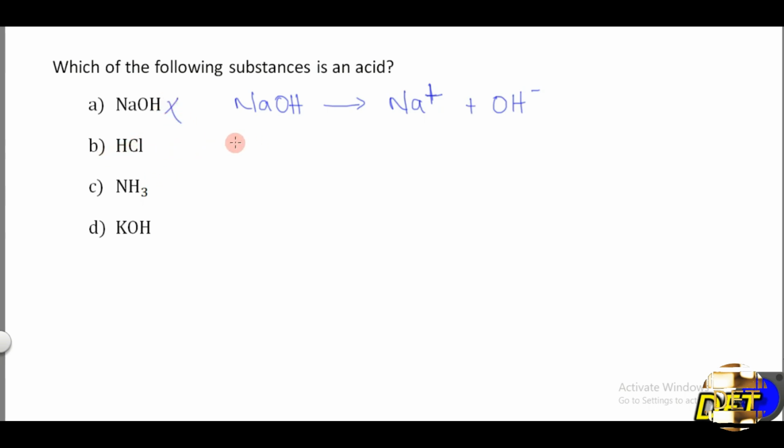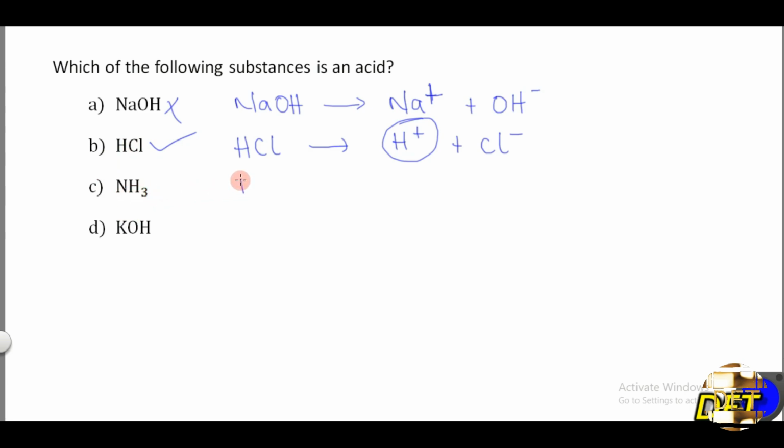Then we have HCl here. When HCl dissolves in water, it ionizes to produce hydrogen ion and what? Chloride ion. So this is an acid, because hydrogen ion is the only positive ion that is produced. So our correct answer is what? HCl, which is called hydrochloric acid, or hydrogen chloride.